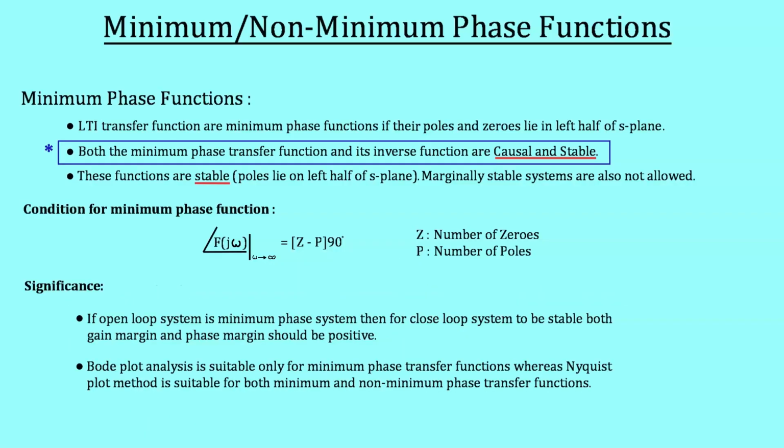If the open loop system is a minimum phase system, then for the closed loop system to be stable, both the gain margin and phase margin have to be positive. There are a few methods for analyzing the frequency response, which are Nyquist plot, polar plot, as well as Bode plot, which you are going to study in later lectures. However, Bode plot analysis is suitable only for minimum phase transfer functions, whereas the Nyquist plot method is suitable for minimum and non-minimum phase transfer functions.